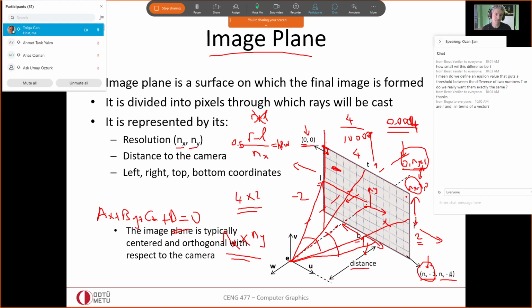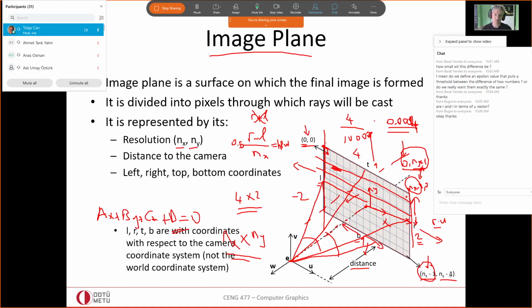But if you multiply them with u, it will tell you in the horizontal direction, u basically tells you the direction of the rows of your image. So if you multiply R with u, it will tell you that you have to go this many units in this direction until you hit the right boundary. R and L are signed distances that we will use to get to the end of the image.